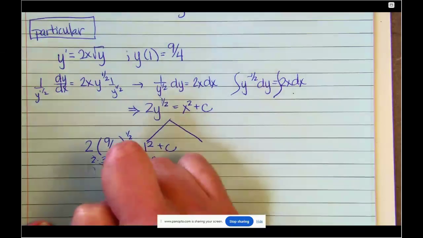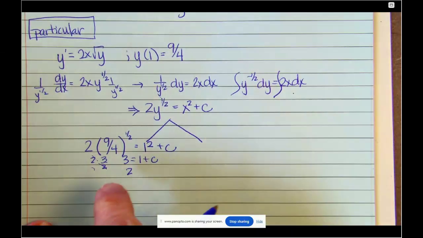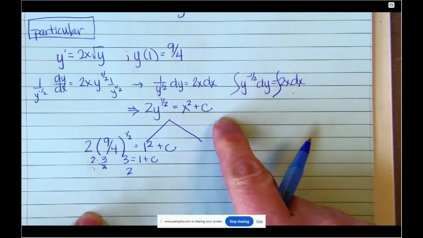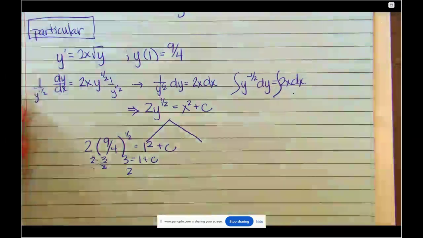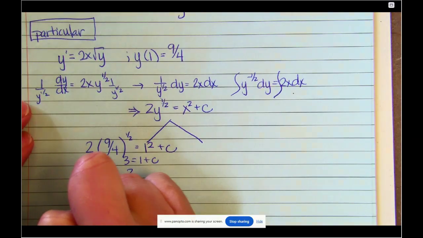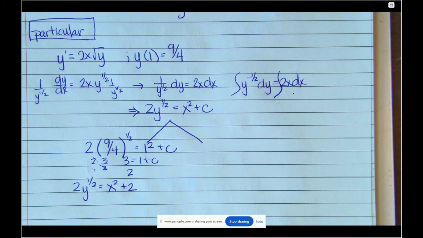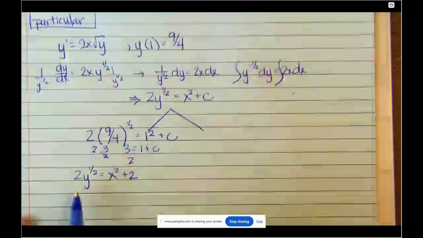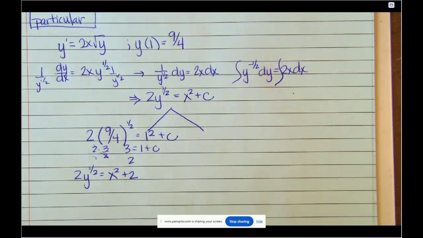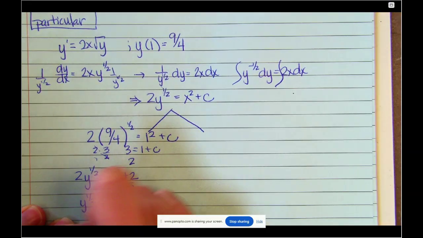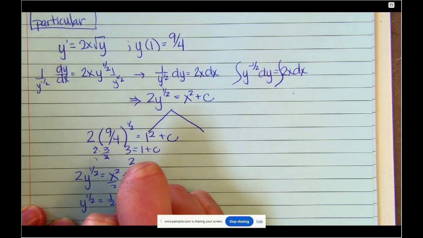Now, if you do this, wherever you stop to find the C, you have to continue that process during the whole thing. You have to put them in now. So I have 2y to the 1/2 equals x squared plus 2. If you find C in the middle of your process, he goes into the equation there. Don't wait until the end because it won't be the same. Because here, what are we going to do with this? We're going to divide by 2. So if I divide by 2, then I have y to the 1/2 equals 1/2 x squared plus 1.